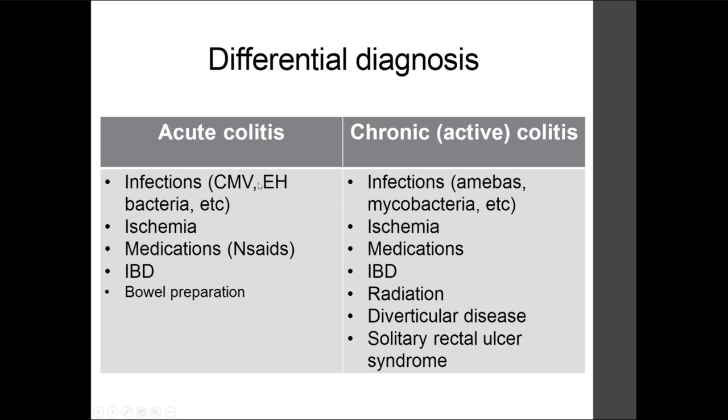When we're talking about infections, there are infections that present more commonly in the acute setting, these things that do not go on forever. Because they have a much more pronounced clinical picture or more severe symptoms, they bring the patients to clinical attention sooner, like CMV or enterohemorrhagic E. coli bacteria, for example. Other infections can be a little more silent or indolent at the beginning and have a more prolonged clinical course, like amoebiasis or mycobacteria, and cause more of a chronic active colitis picture.